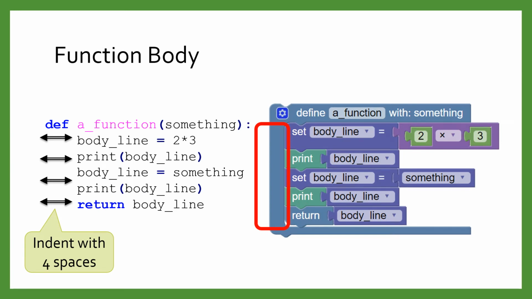When you call a function, you are executing the code stored in the body of the function. Everything inside the body should be indented 4 spaces. In the block version, this is shown visually with the bar on the left. The body can be 1 or more lines long.